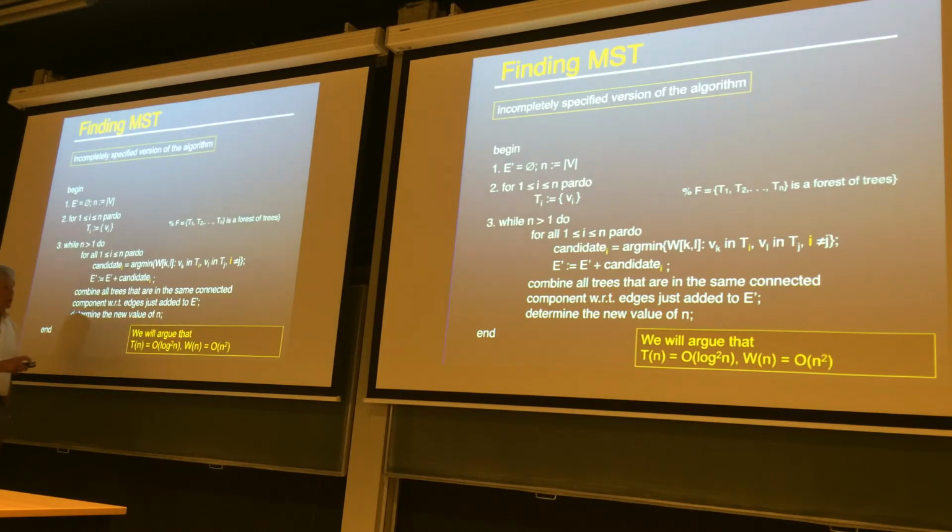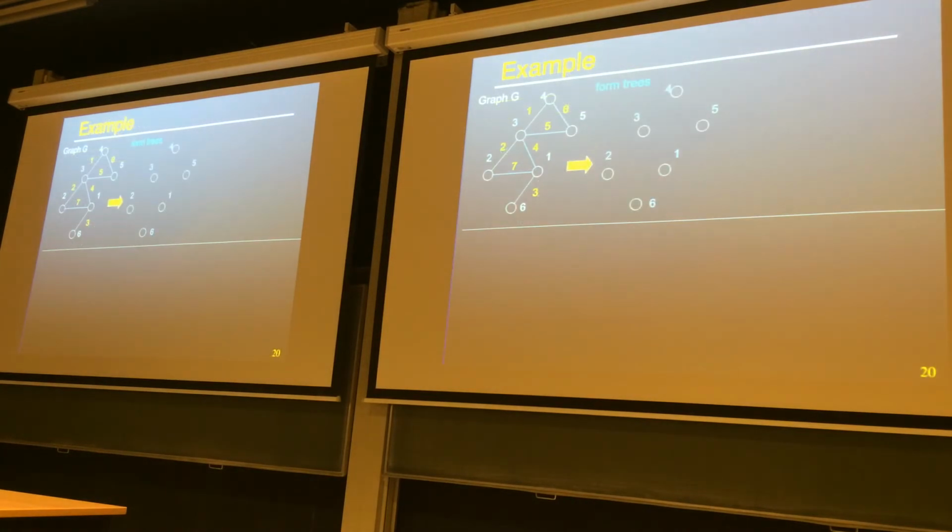Well, I will try to convince you that it is quite easy to show that Tn is log squared n and Wn is O of n squared. Let me first give you a very simple example just to show you how we could form a minimum spanning tree in a parallel way. So suppose here you have your graph. Here we have the nodes, and in yellow there are the weights on the arcs.